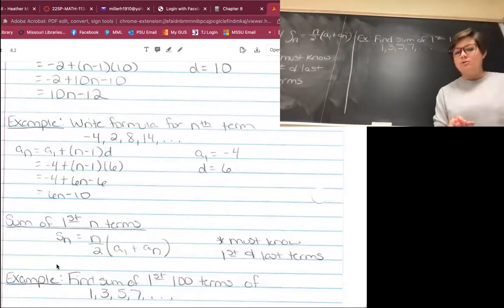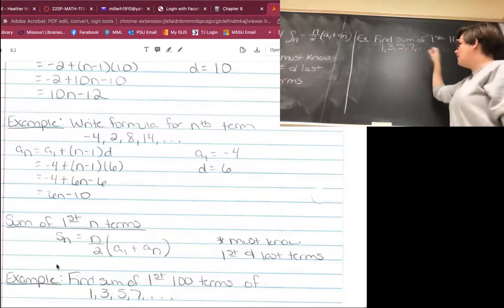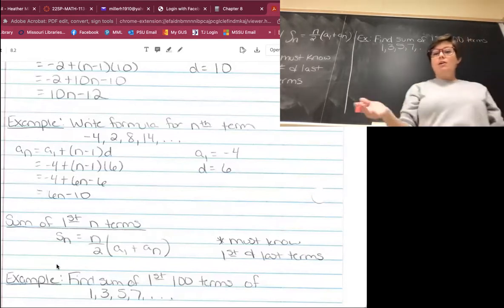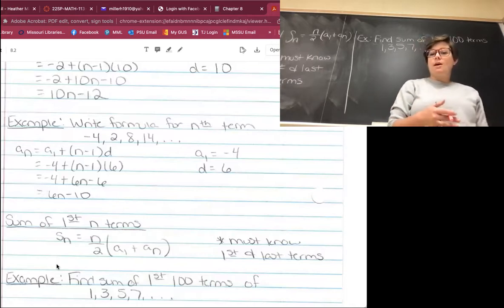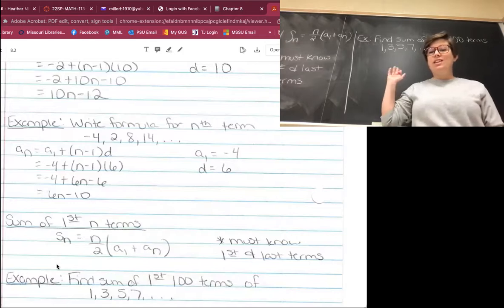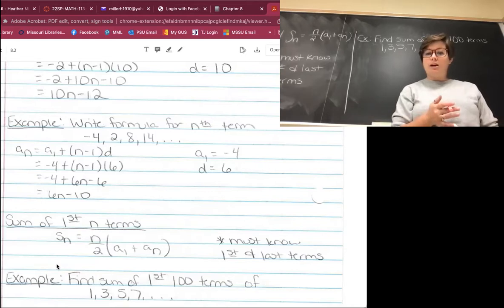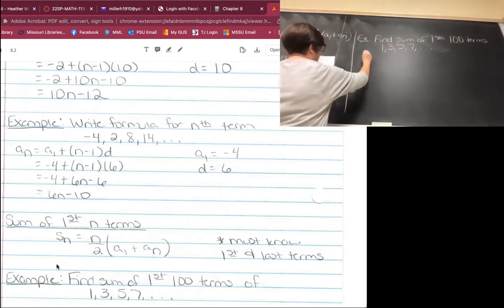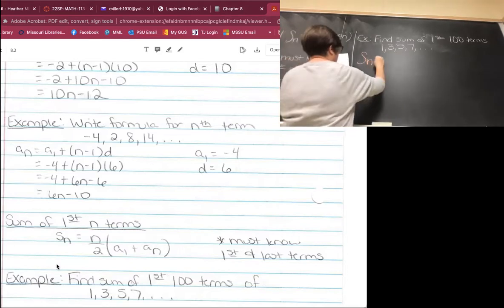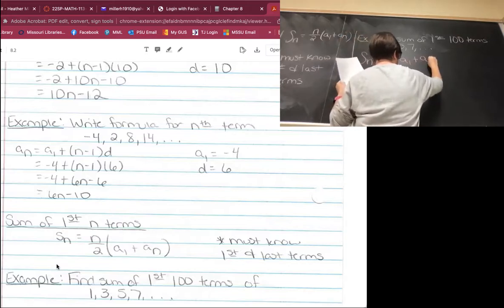It's going to make a lot more sense when we actually do one of these problems. So the first one we're going to do is find the sum of the first 100 terms of 1, 3, 5, 7, and so on and so forth. So we're going to find the sum of the first 100 odd numbers. Now, using the steps for summation, we would have to list every single one of those first 100 terms, and then add them together. But now with the sum, we don't have to do that. So here's what we're going to do. I'm going to write S sub n equals n over 2 times a1 plus an.